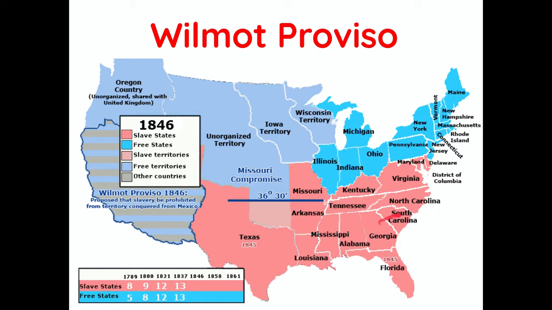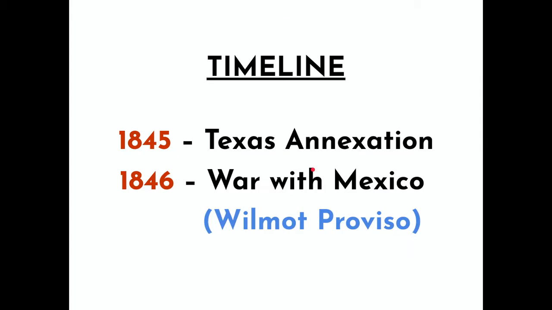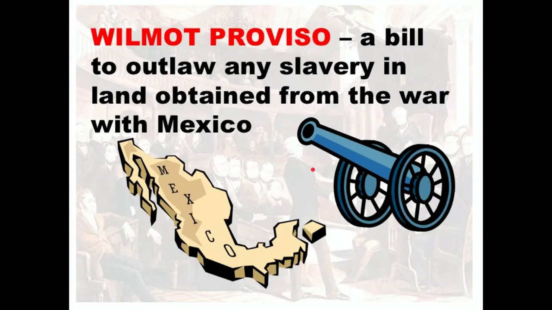It really gets the southern slave states angry here. The southern slave states are angry because they think that these northern free states and the federal government are trying to destroy their way of life and their right to own other people. Now, even though it doesn't pass, it kind of drives this wedge between the North and the South, that Wilmot Proviso. All right.